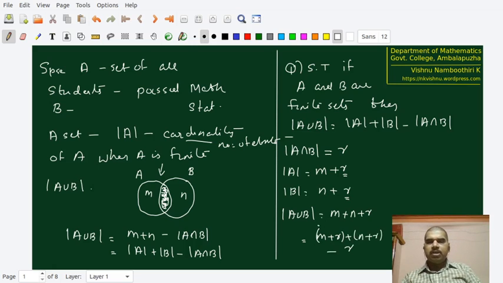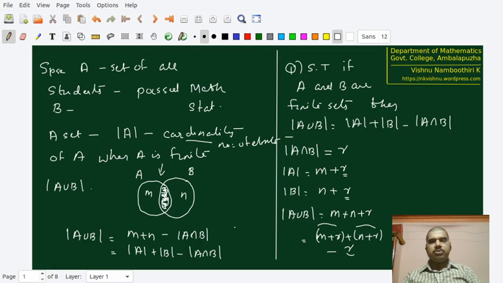But this is the cardinality of A, this is the cardinality of B, and this is the cardinality of A intersection B. So we have verified that the cardinality of A union B, or the number of elements in A union B, is equal to the number of elements in A plus the number of elements in B minus the number of elements appearing in the intersection.